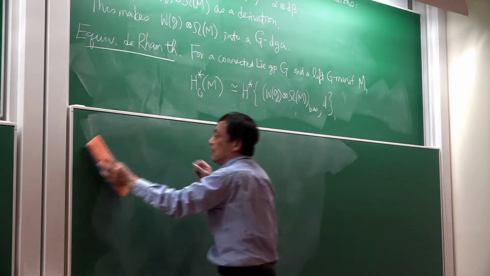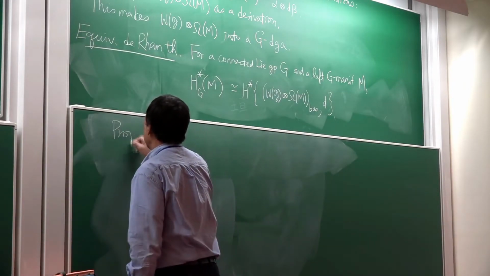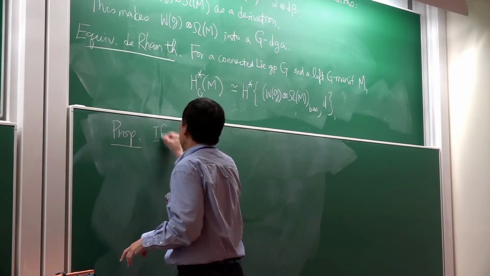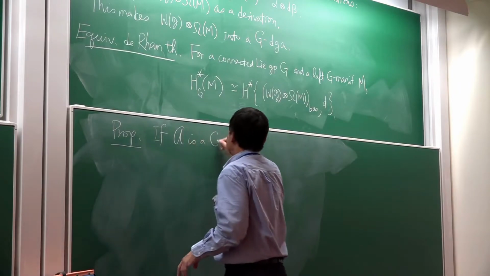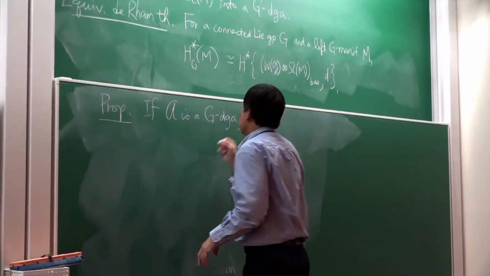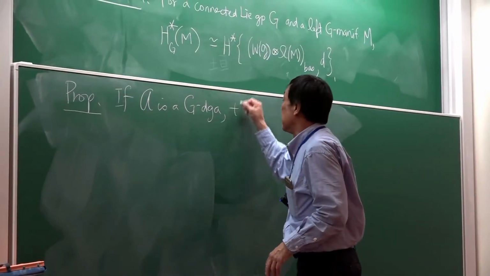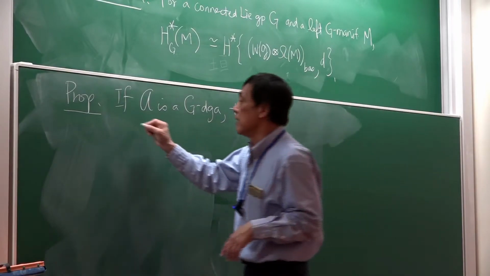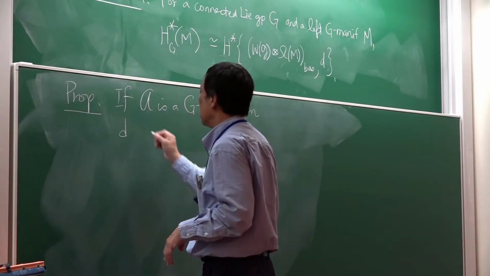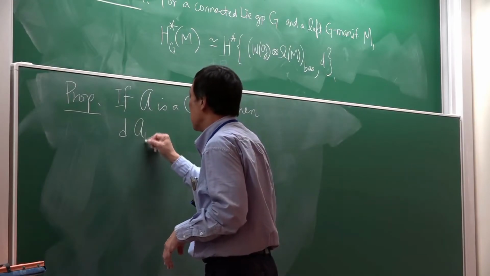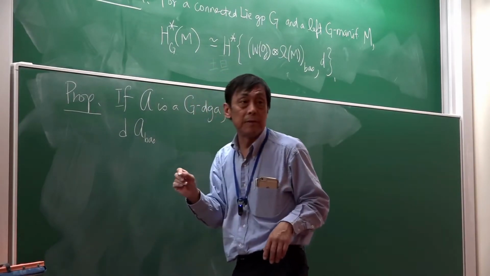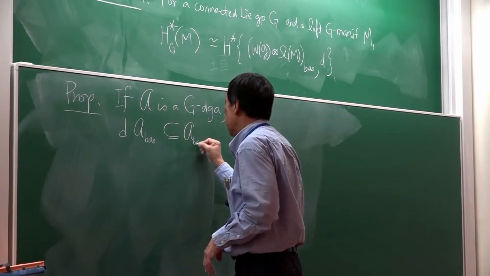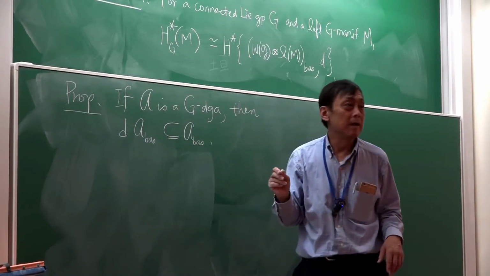So, proposition. Now that's true in general. So if A is a G differential gradient algebra, then D of a basic element, D of basic elements are in basic elements again. Okay.